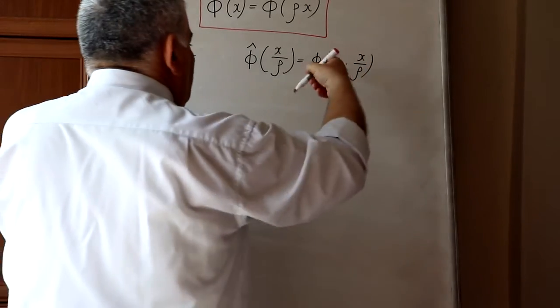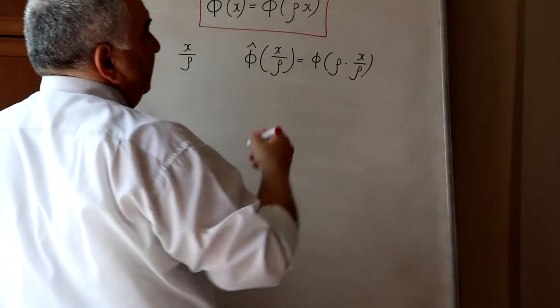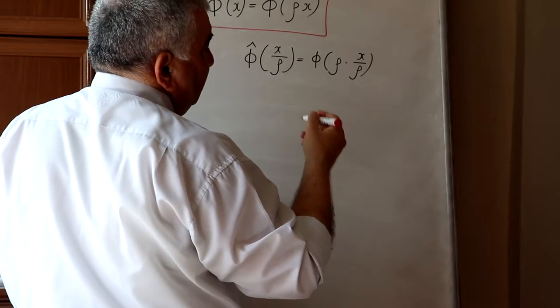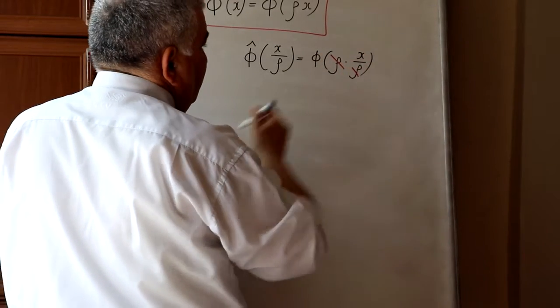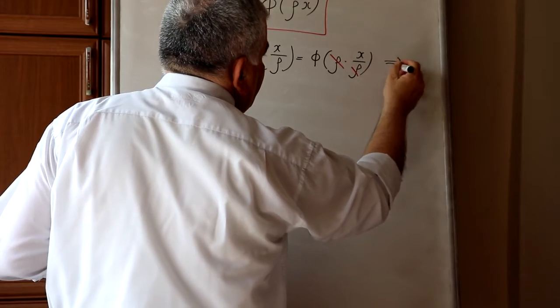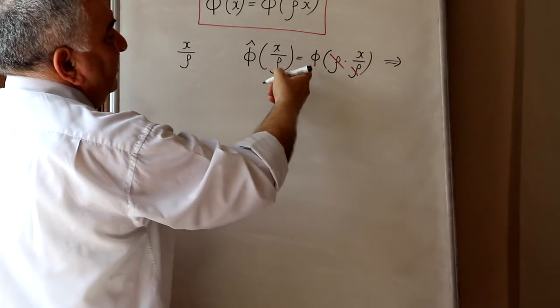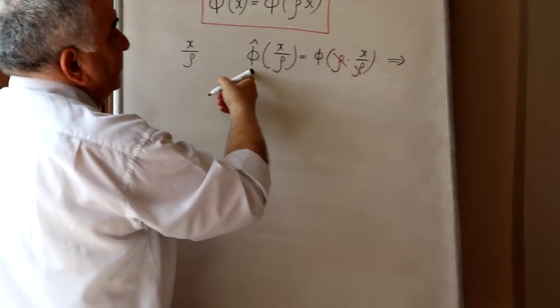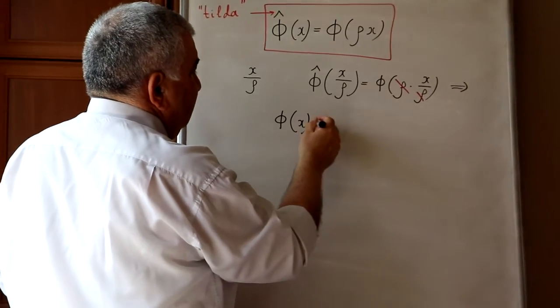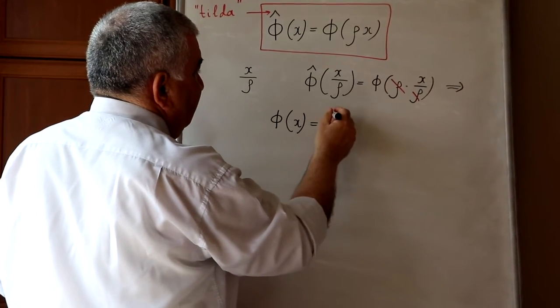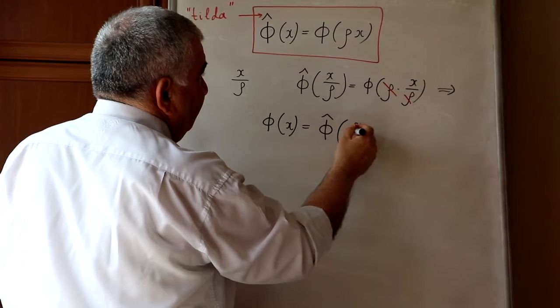Here the argument of the error integral will be simplified by rho. Then we will obtain the expression of the error integral by means of the reduced Laplace function. Phi of x is phi tilde of x over rho.